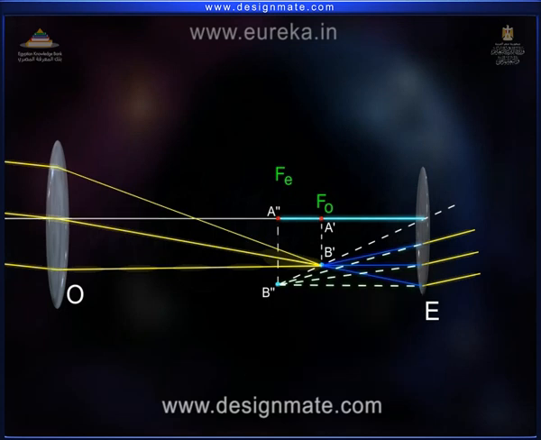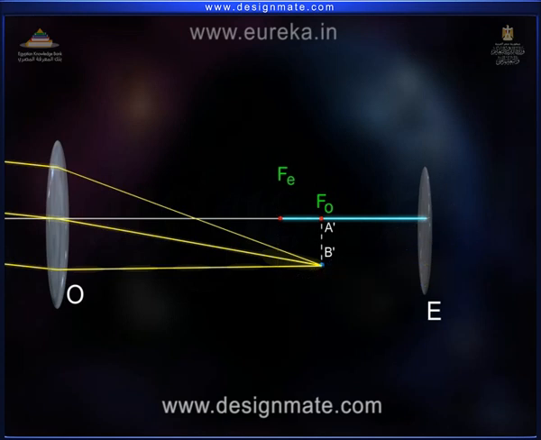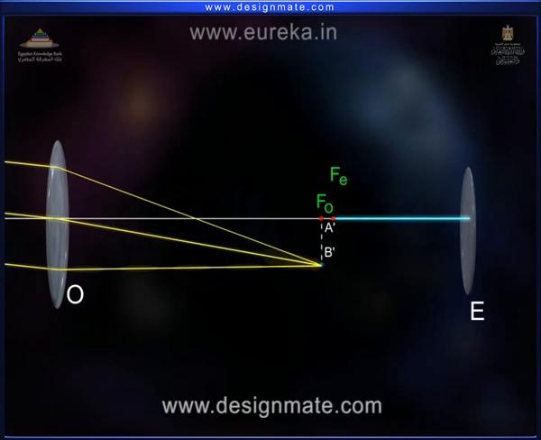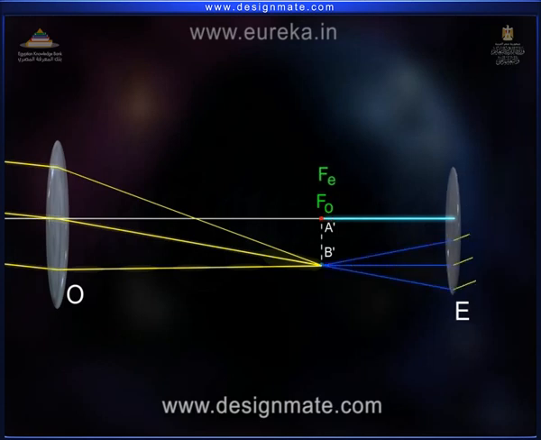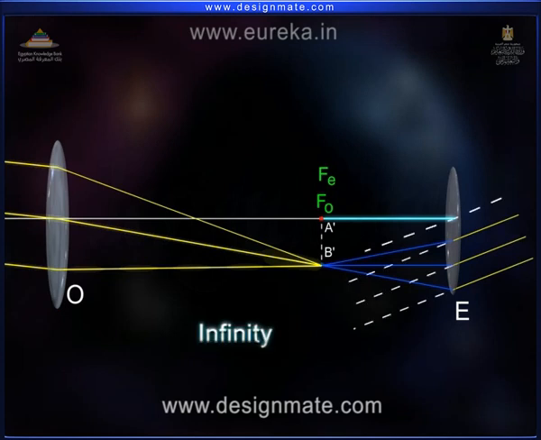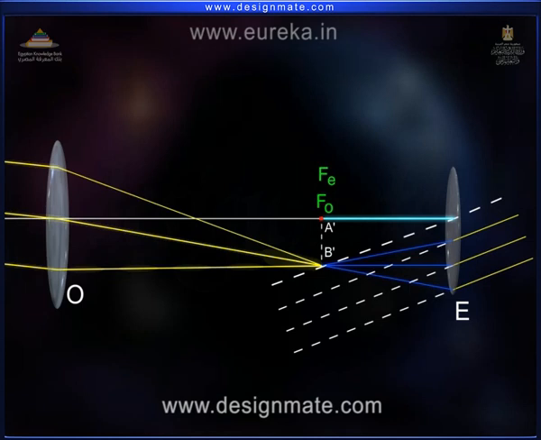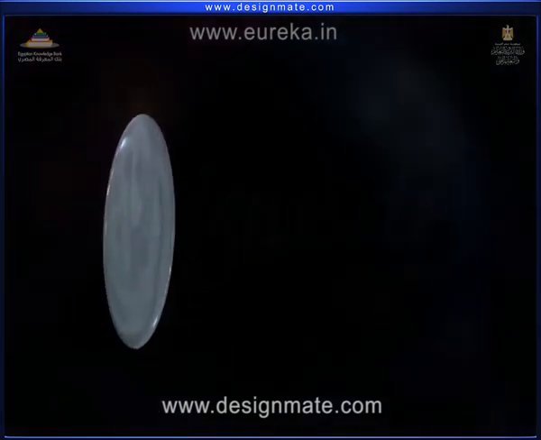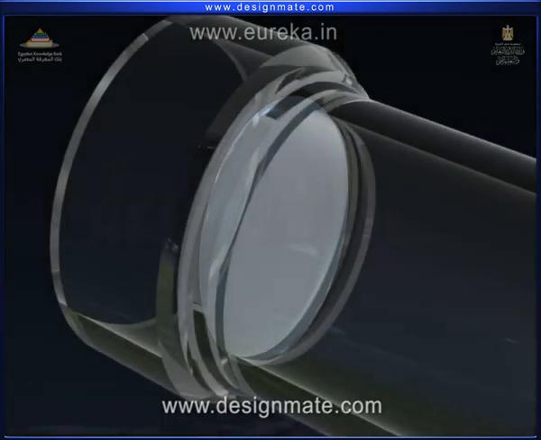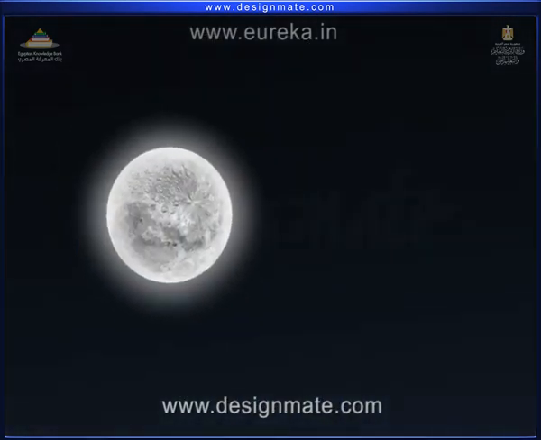In practice, the distance between the objective and the eyepiece is so adjusted that the first image A'B' falls on the focus of the eyepiece, and the final image is formed at infinity. In this case, the telescope is said to be in normal adjustment, and the eye experiences minimum strain. Here, the final image is inverted, but this does not affect the observation, because the objects are round in shape.